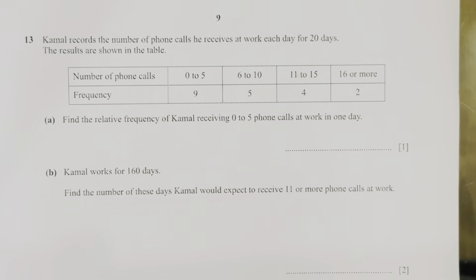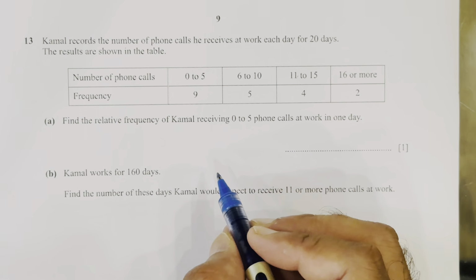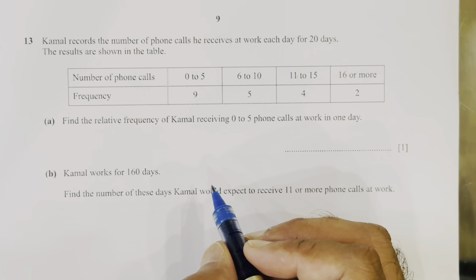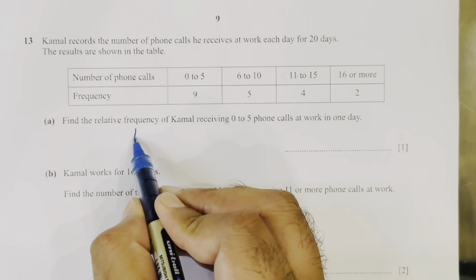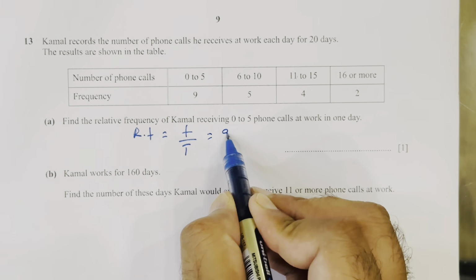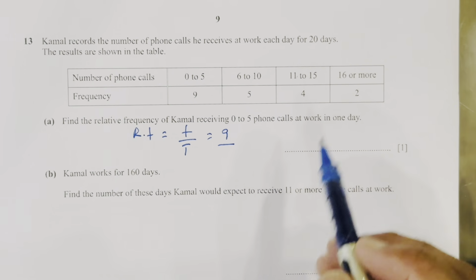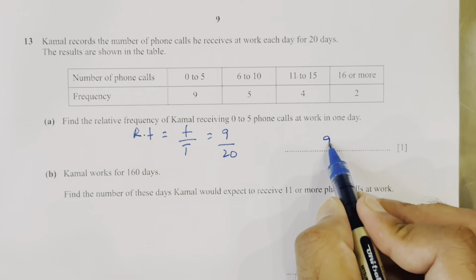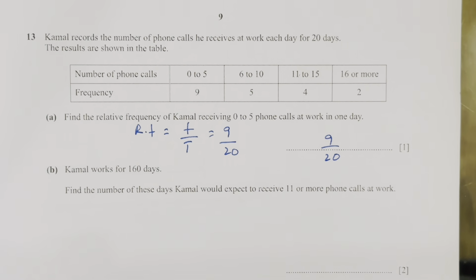Kamal records the number of phone calls he received at work each day for 20 days. Number of phone calls are given. Okay, find the relative frequency of Kamal receiving 0 to 5 phone calls. We know that 0 to 5 has a frequency of 9, and the relative frequency has a formula of frequency over total. So 9, and the total values are for 20 days, so 9 by 20 would be our relative frequency.